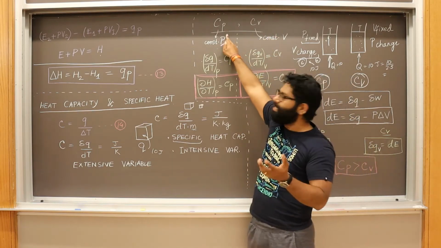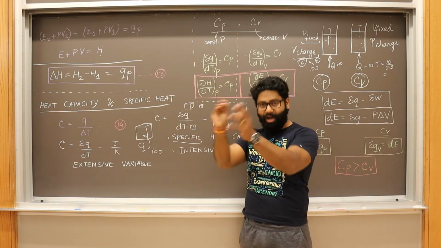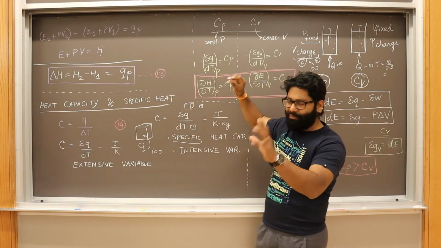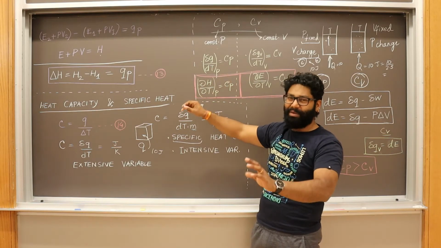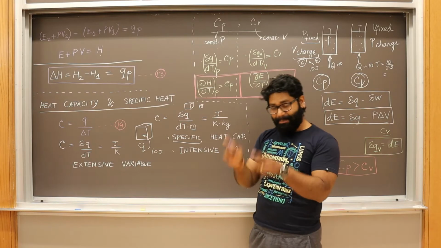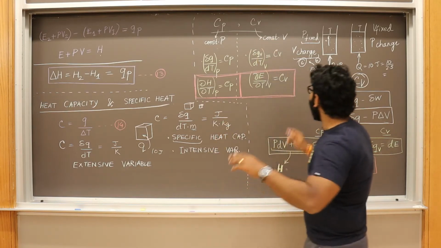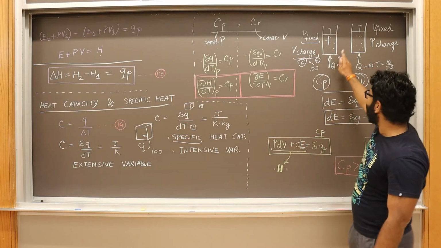So Cp means that this represents the specific heat capacity of that gas or any of the solids, any material at constant pressure. Cv is the specific heat capacity of that material at constant volume.